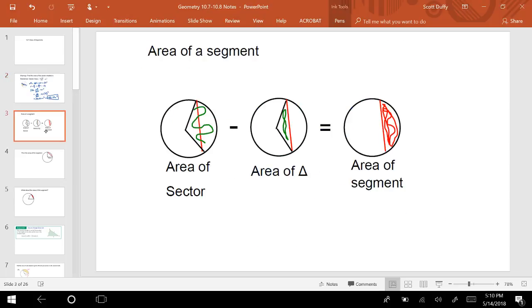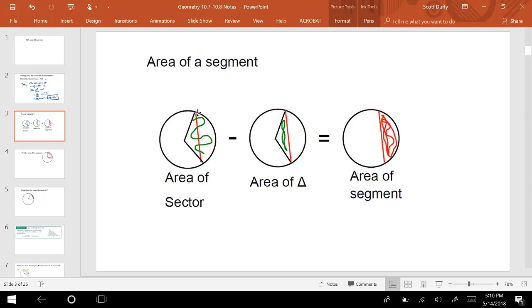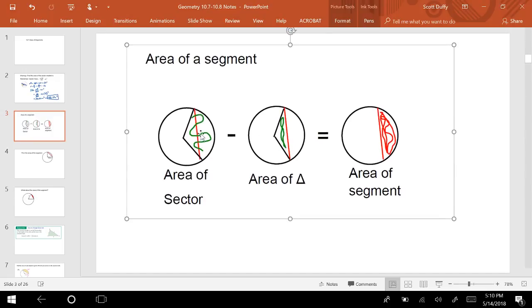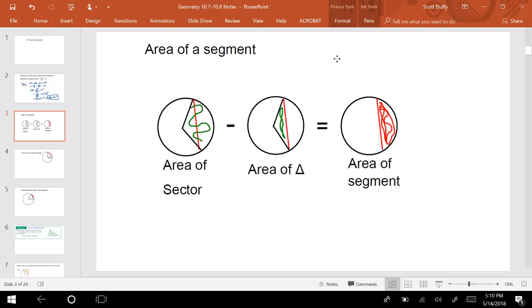Today we are trying to find the area of the segment. The area of the segment is equal to the area of the sector, the whole area of the sector is like this big piece of pizza, minus the area of the triangle made by going from one end of the sector to the other. If you take the whole area, subtract this part, the triangle, you're going to be left with this part, which is the area of the segment.